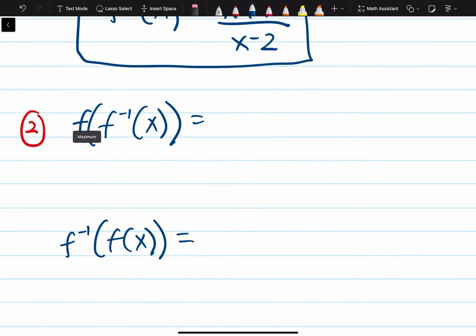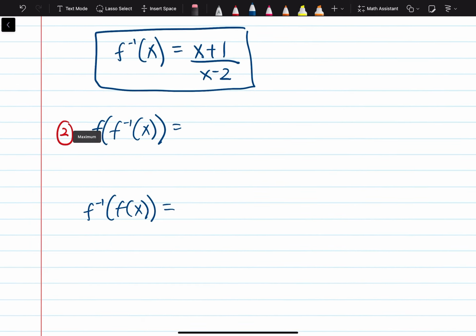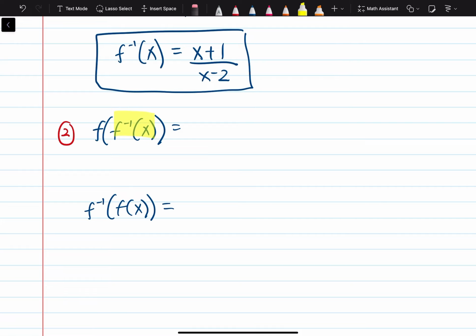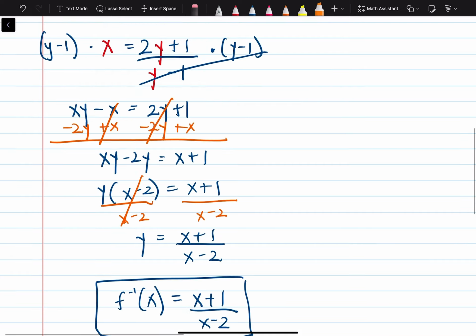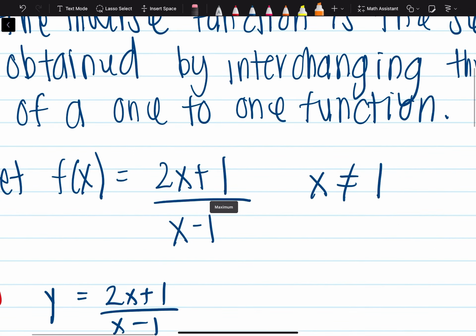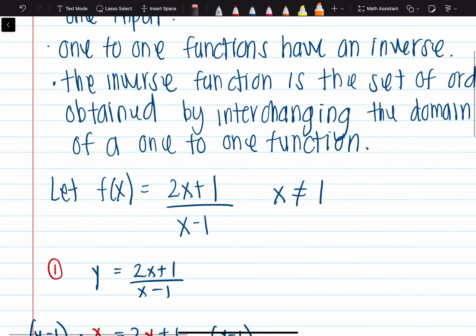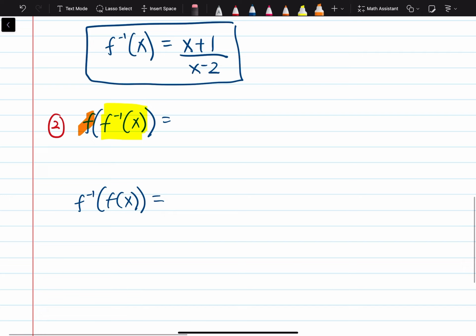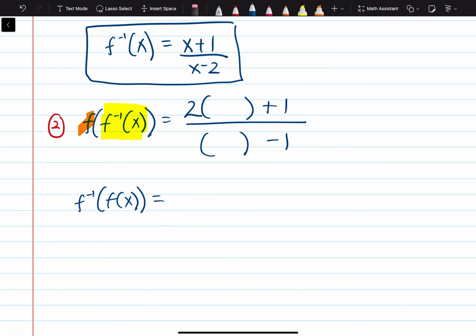So what does this mean? Going back to what we know about composition of functions, this is telling me to substitute in the inverse function into f. So let me go back up to what f is. F was 2x plus 1 over x minus 1. So it's 2x plus 1 all over x minus 1, right?